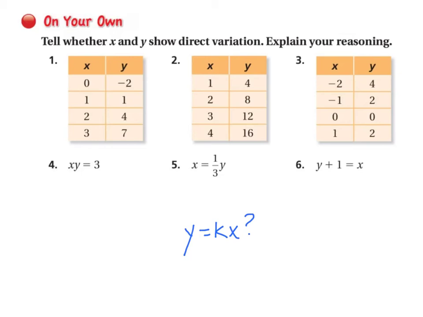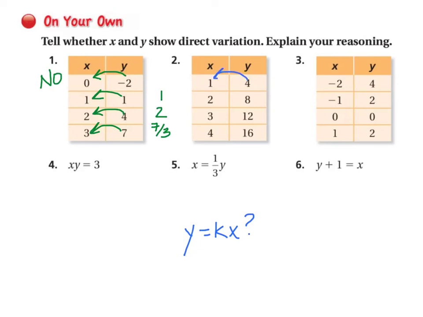Okay, I'm going to start with this one up here. So we're looking at ratios. -2 to 0, we can't actually find. 1 to 1, we get a 1. 4 to 2, we get 2. And 7 to 3 is 7/3. So no, this is not a direct variation. Definitely not. Because again, we're looking at the ratio of y to x.